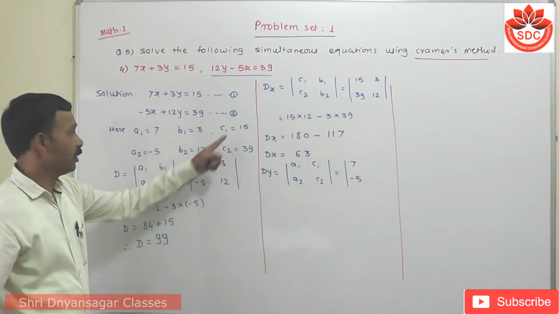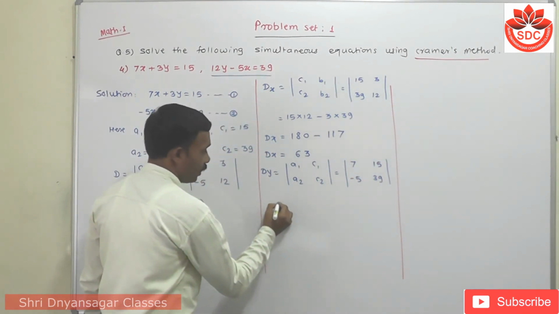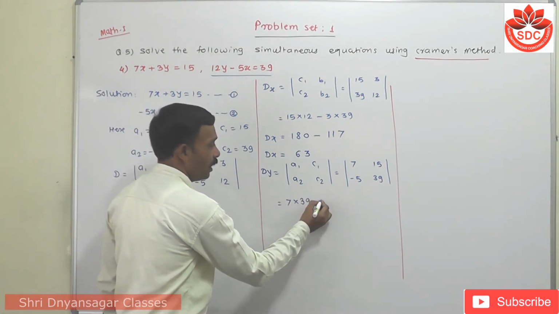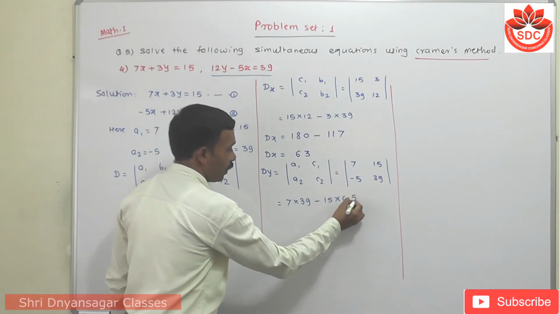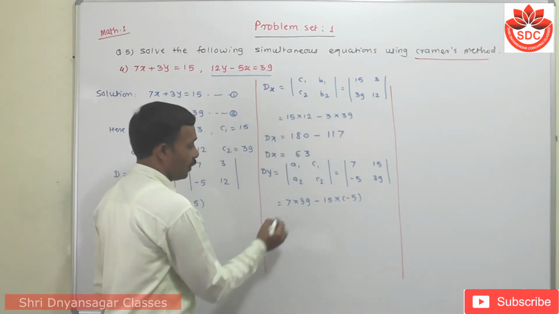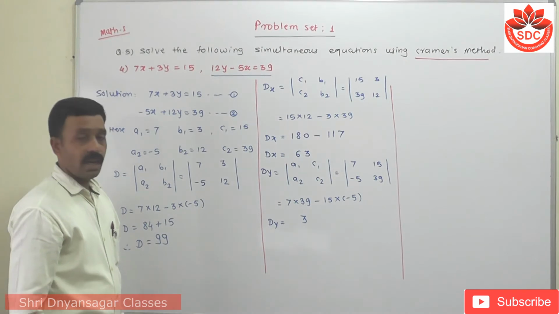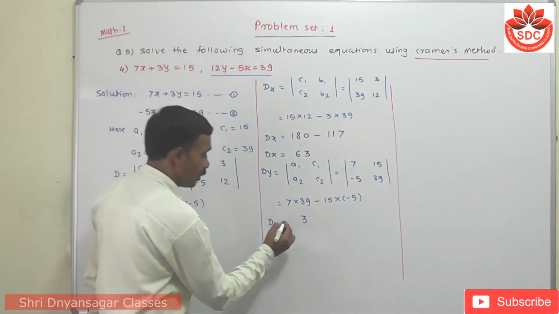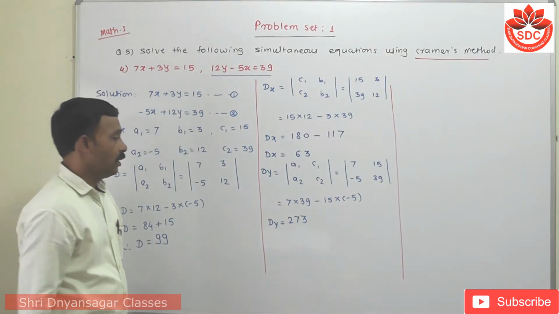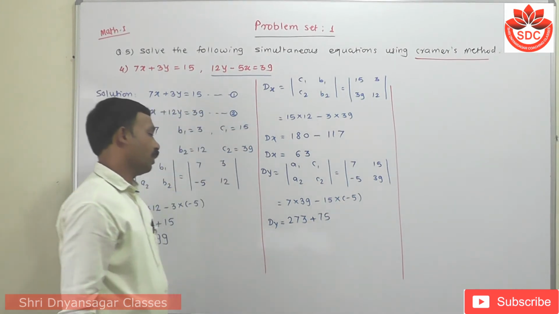And c1 c2 is 15 and 39. Again we have to find its cross product. Then 7 into 39 minus 15 into minus 5. Okay, again I have to multiply this by 7. 7 nines are 63, carry 6. 7 threes are 21 plus 6, that is 27. Then minus minus plus, 15 fives are 75. We have to add it.